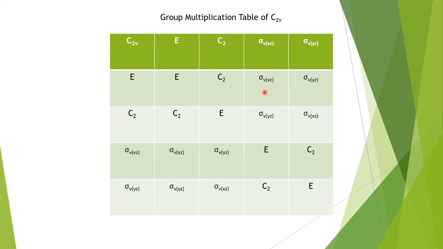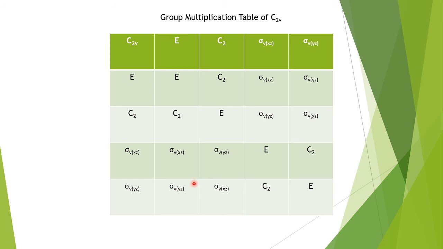Here we already have a sigma v XZ, so here it should be sigma v YZ. Here we already have a sigma v YZ, so it should be sigma v XZ. Here we have sigma v XZ, so here it should be sigma v YZ. Here also we have sigma v YZ, so here it should be sigma v XZ. And the remaining positions, what is remaining is only C2. Here two positions you have C2, here two positions you have C2. It's much symmetrical.